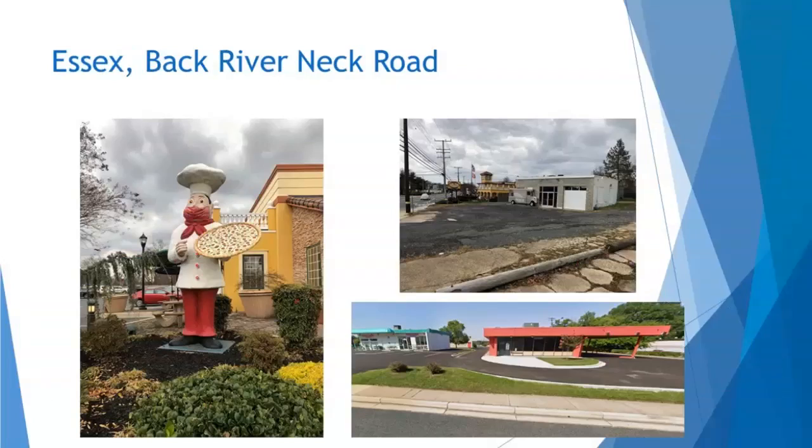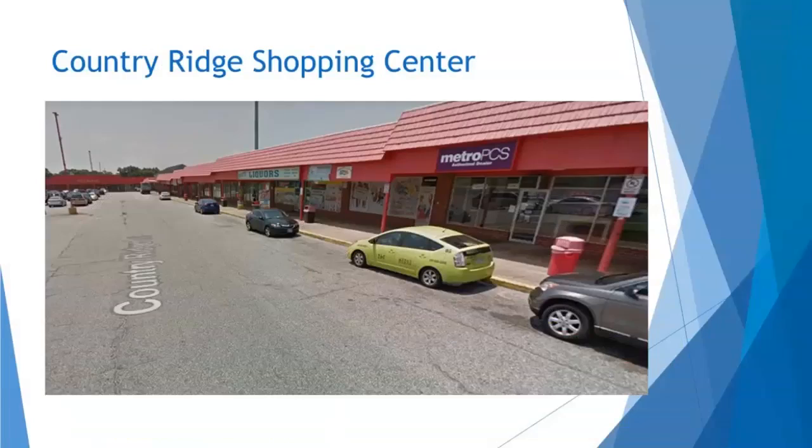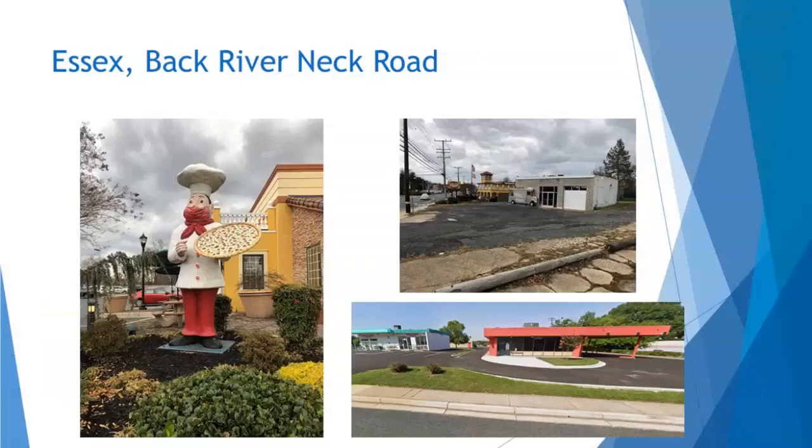Okay, we're going to move down to the Essex Back River Neck Road area, because that is part of the area that this group may end up extending the design review panel to include. I only have a few pictures of the area, but this is from the Country Ridge Shopping Center, as you can see. Also a very different shopping center design, as was mentioned. But there's some pretty unique buildings here.